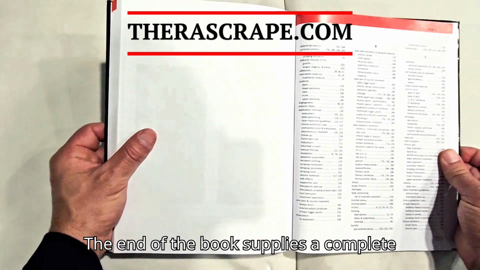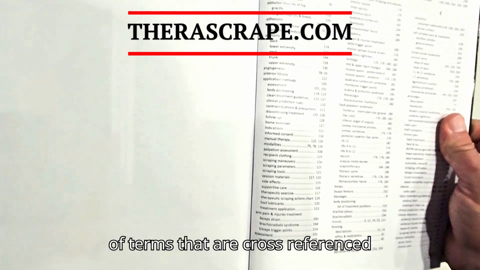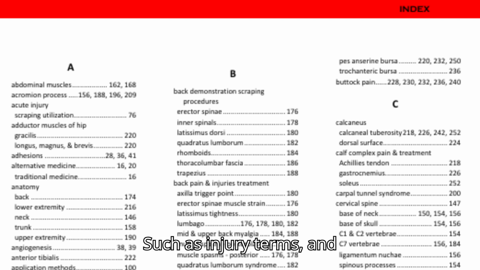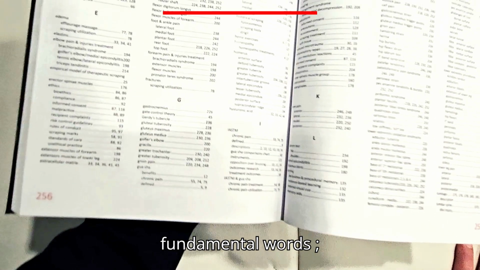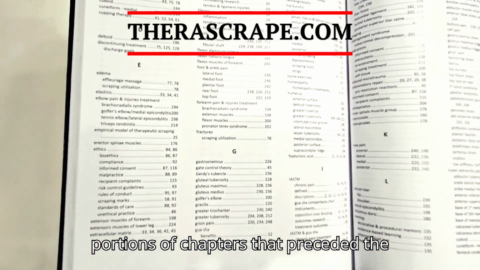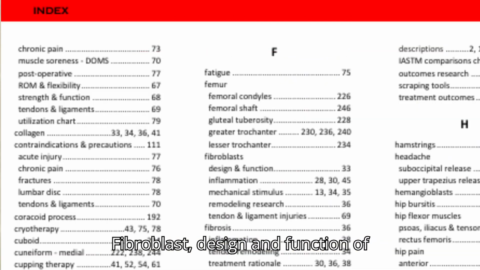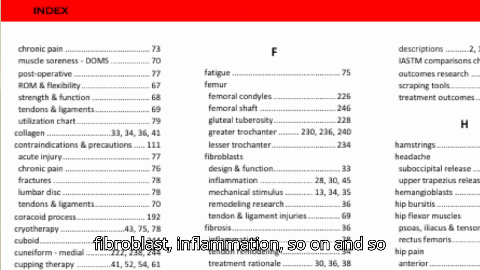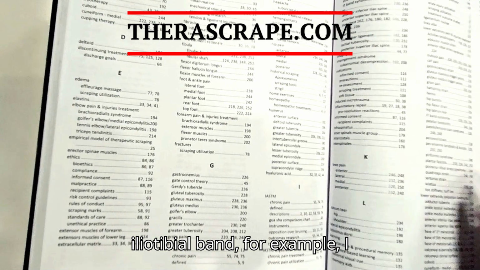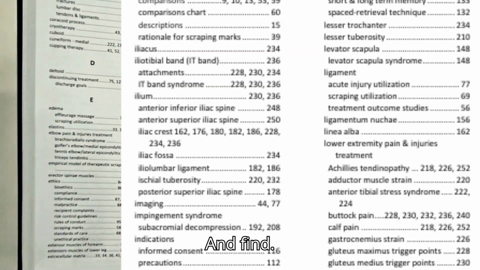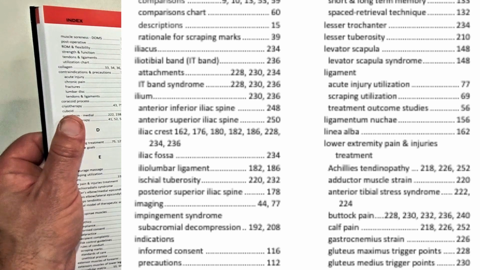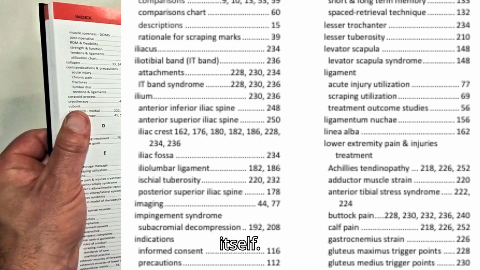The end of the book supplies a complete index. It is full of terms that are cross-referenced throughout the manual, such as anatomy terms, such as injury terms, fundamental words towards the scientific rationale and mechanisms and other portions of chapters that preceded the demonstration section. For example, fibroblast, design and function of fibroblast, inflammation, so on and so forth. So let's say if we were looking at iliotibial band, for example, I could go to the index and find that iliotibial band is on 236. I could also look up ilium in and of itself.